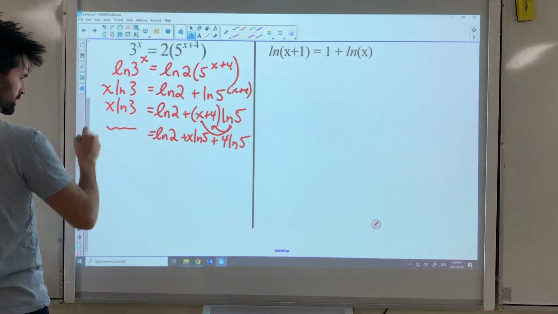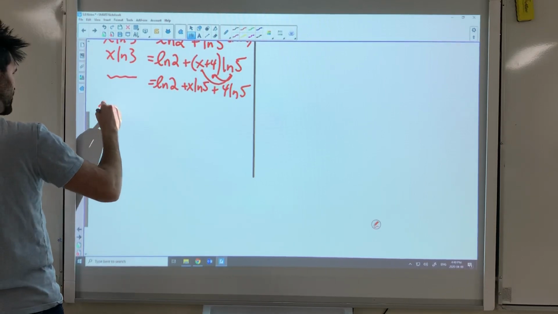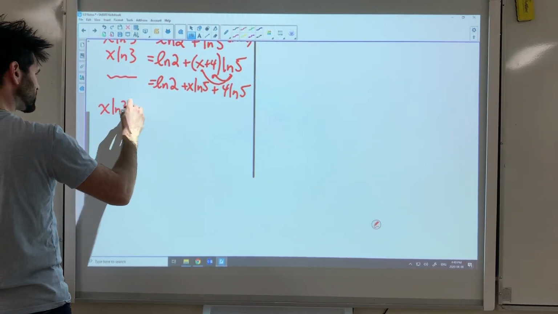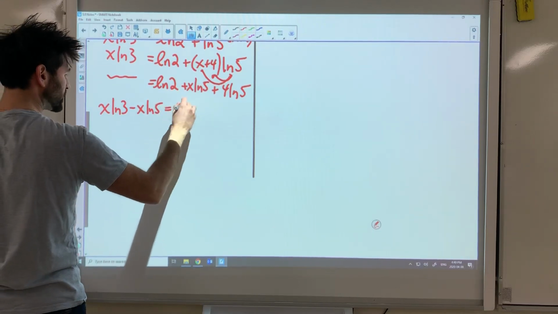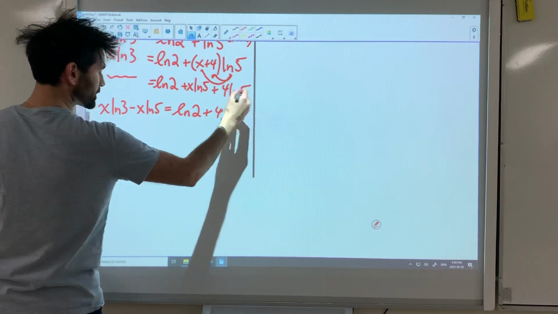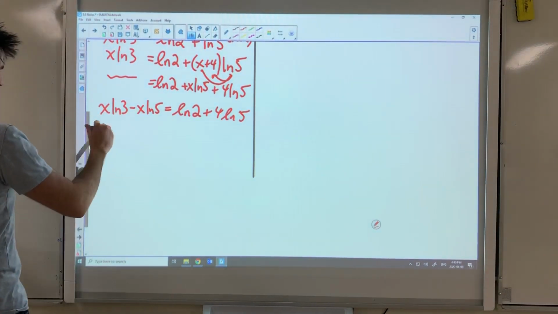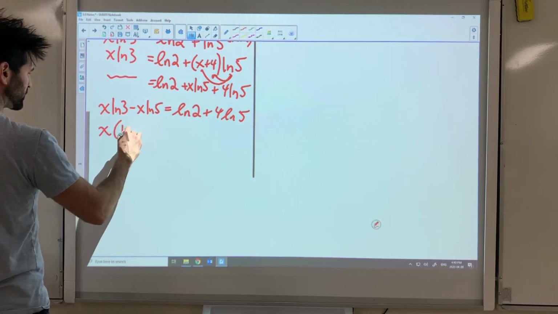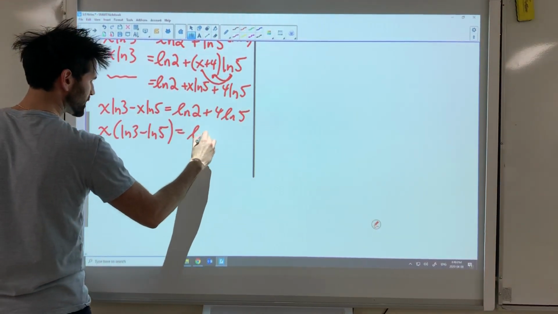Now I'm going to finally start rewriting this. So we have x ln 3 subtract x ln 5 equals ln 2 plus 4 ln 5. I just rewrote those two terms. Now I can pull the x out here, which will leave me with ln 3 minus ln 5 equals all this stuff.